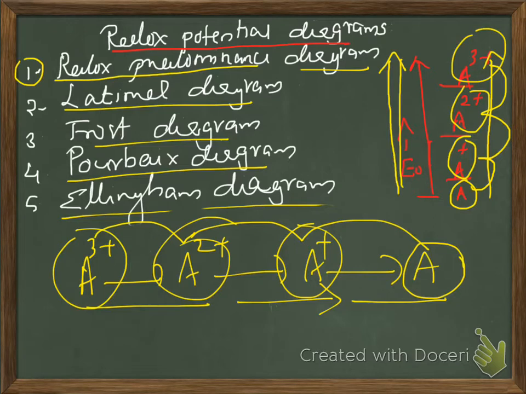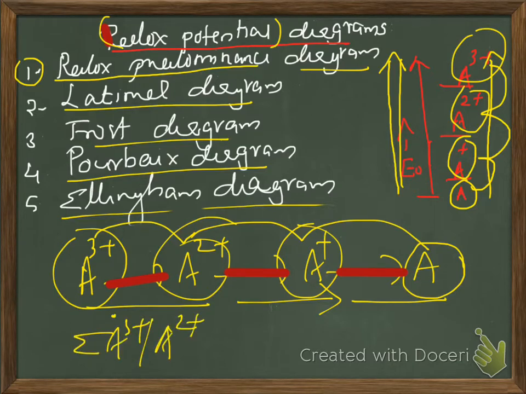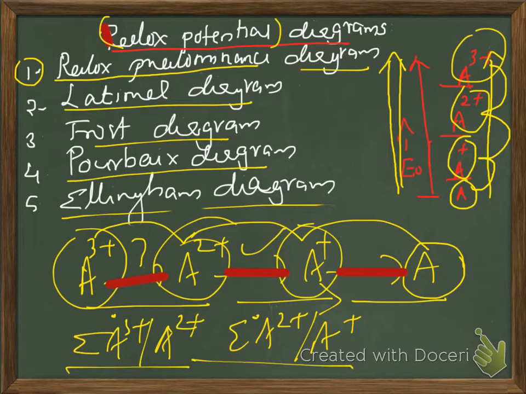Each species can be connected using an arrow mark. And on top of the arrow mark, we have to write the electrode potential or redox potential of the corresponding species. E0, A3 plus/A2 plus needs to be written over here. E0, A2 plus/A plus needs to be written over here. This way we can write. This is the Latimer diagram.